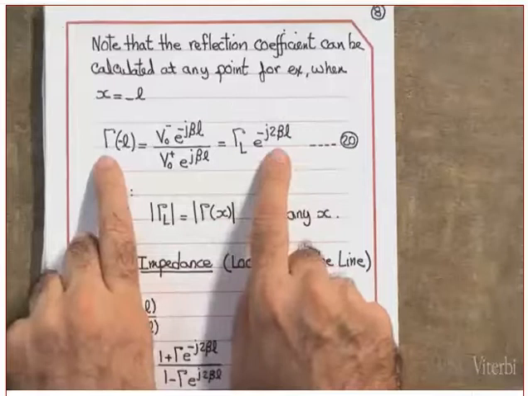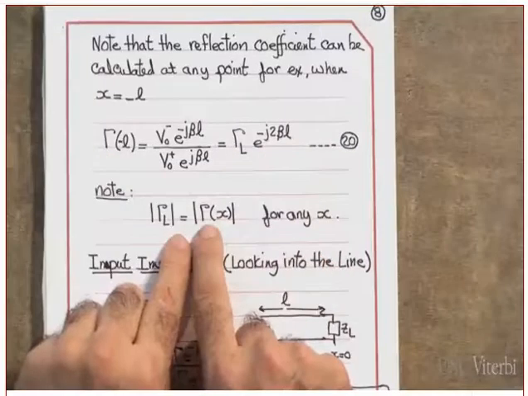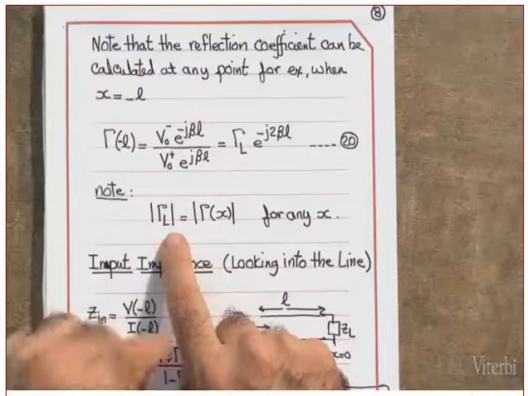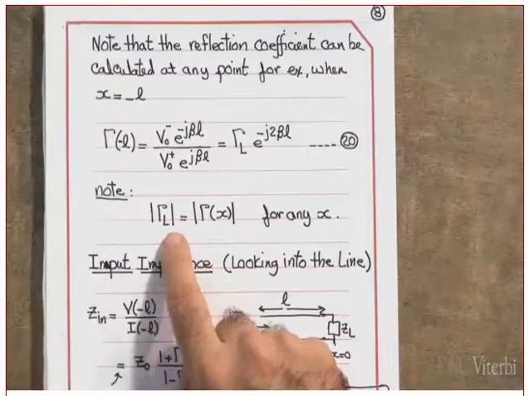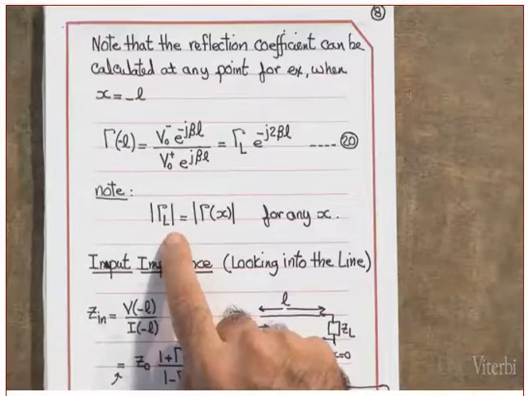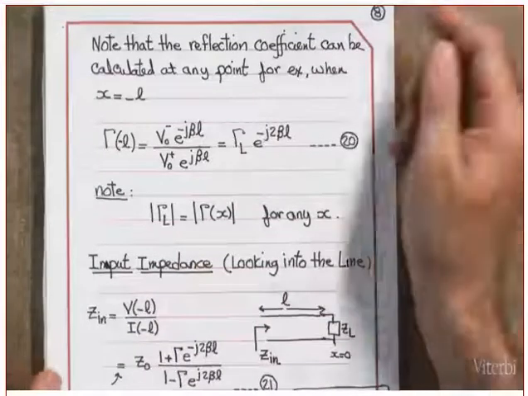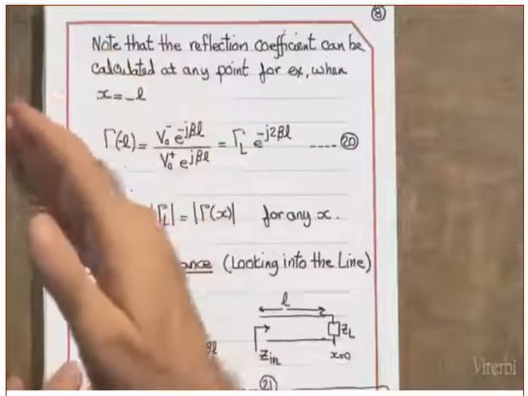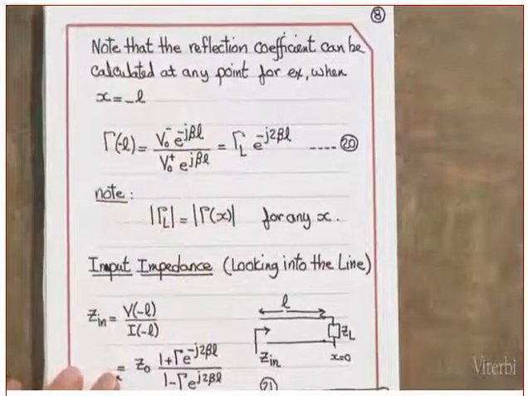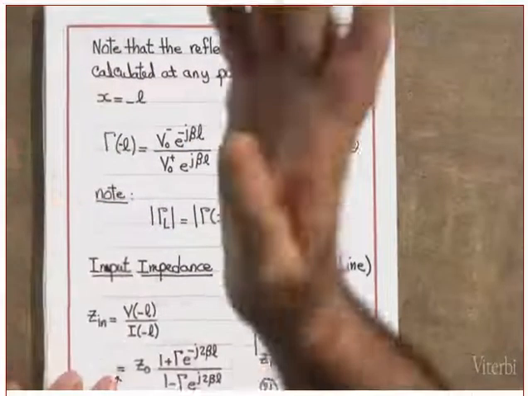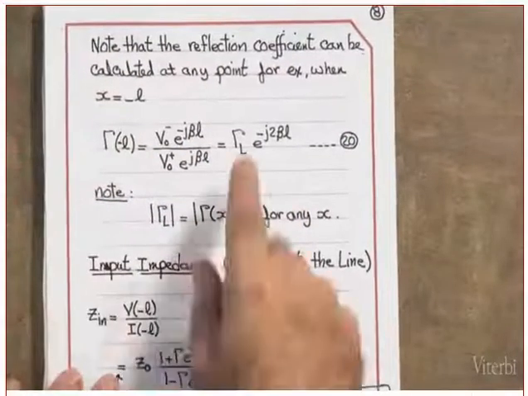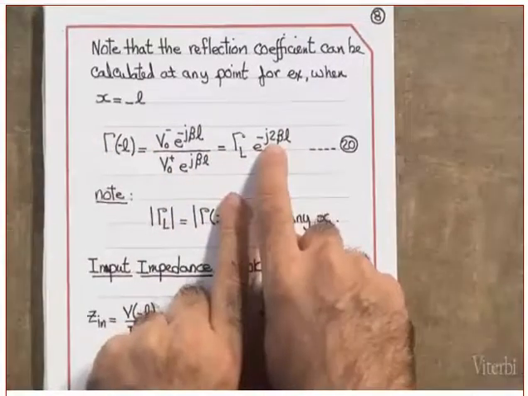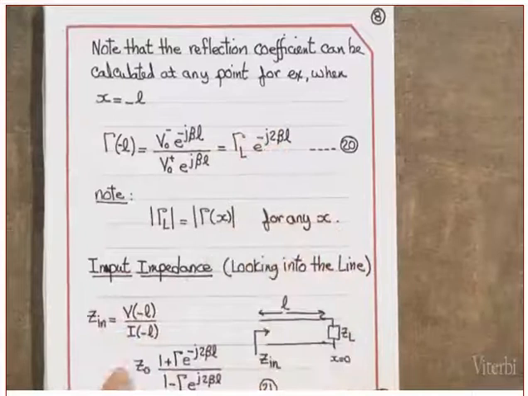I want you to tell me, what do you notice? It's written here. The magnitude of the reflection coefficient is always the same, no matter where you are looking. The magnitude, not the reflection coefficient. The reflection coefficient is not the same, but the magnitude of the reflection coefficient is the same, no matter where you are looking. Why? This is the equation. If you take the magnitude, the magnitude of this is 1. So the magnitude of this equals the magnitude of this.